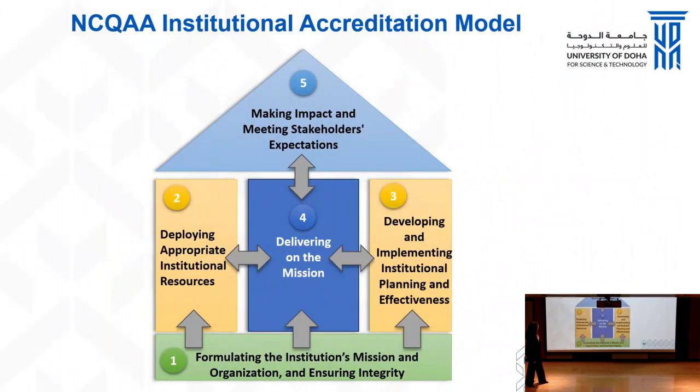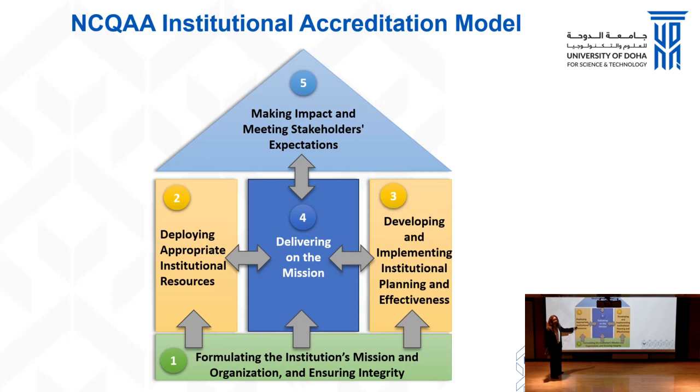Okay, the NCQAA institutional accreditation model, as I said, and you probably heard in the previous session, there are 5 standards. And these standards form the house which we are currently developing in the self-study report. There's a foundation which is about formulating the institution's mission, organization, and ensuring our integrity. There's a governance structure. We describe that in detail in Standard 1. Standard 2 is about deploying the institutional resources, human capital, infrastructure, IT, etc., which will then inform our mission, delivering on our mission.